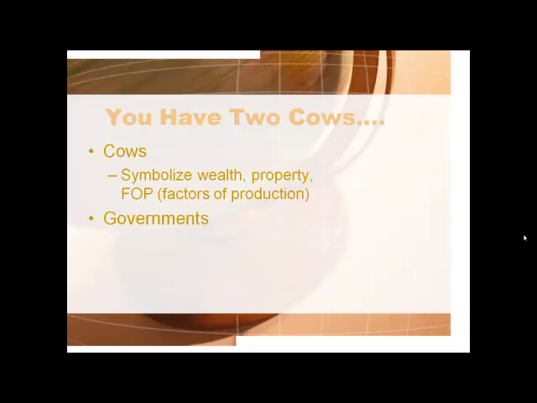The third thing in our relationship is to understand the government and what a government does and how it affects things. The government really just controls how we use them, and in this case, "them" refers to the cows. How does a government control and dictate the rules of how we use our factors of production?